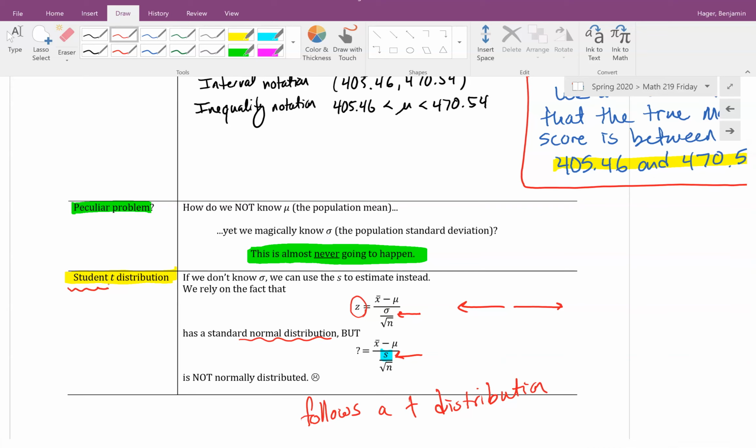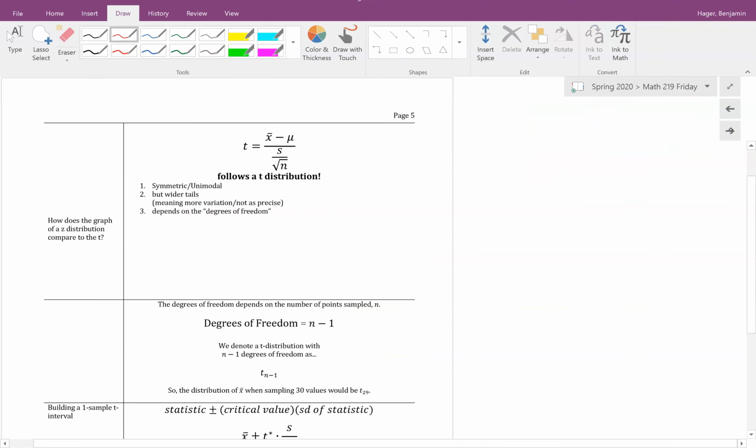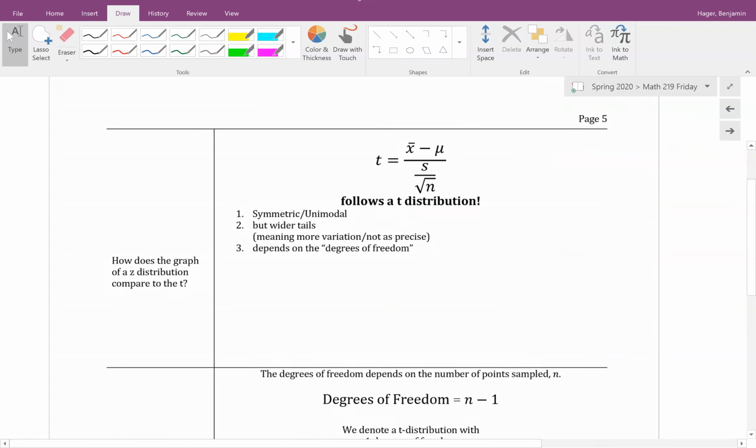So instead of z, we would call it t. It's a t-score, okay, not a z-score, a t-score. All right, so on the next page, they talk about a t-distribution, okay?